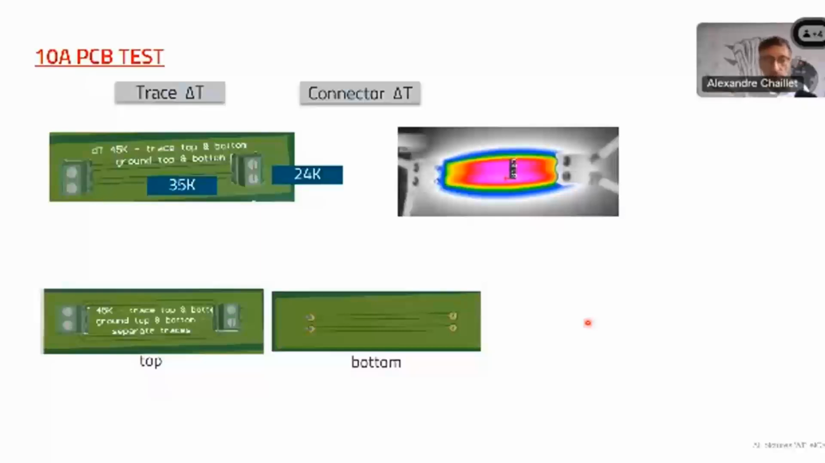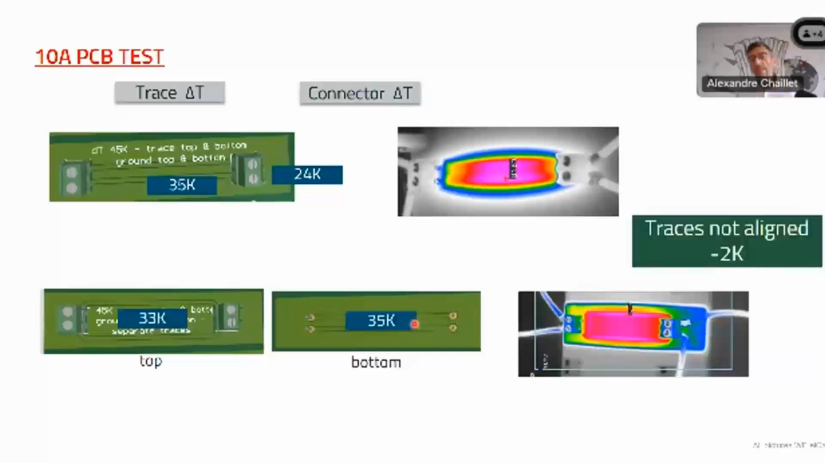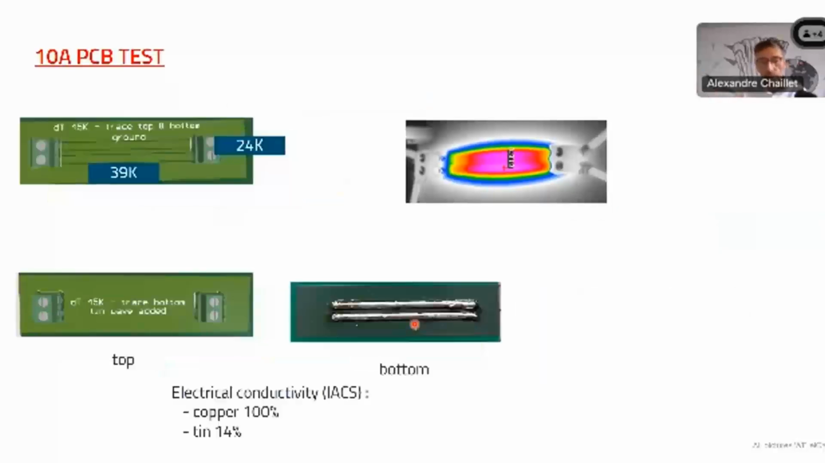One other tip is to separate your traces as much as possible. So in this example, we have two traces on the top layer and two traces on the bottom layer. They are not exactly at the same place. In that case, this is only minus 2 Kelvin, but I have other examples where this is very interesting. So minus 2 Kelvin is not so much, but separate the power traces as much as you can, so they will be able to cool down better and to dissipate calories better.